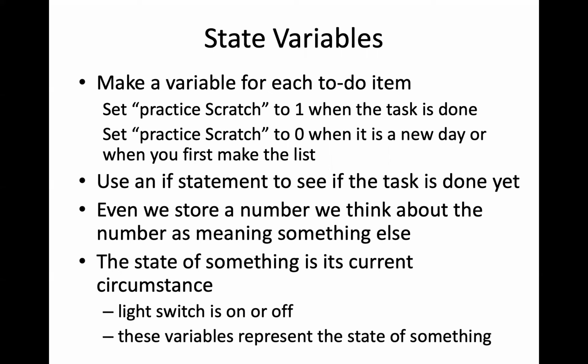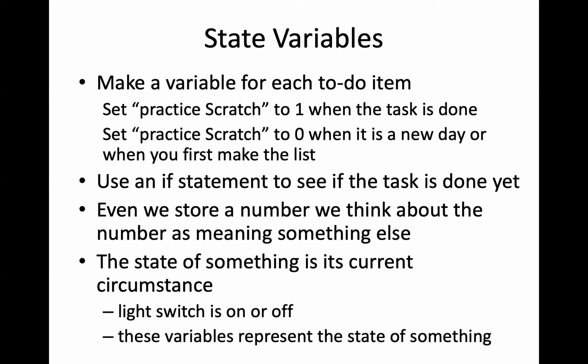And so the essence of what we're doing here is we're using a variable in the program to remember whether something has happened in order to make our program do the things that we need it to do. So the state of something is the current circumstance. Have we practiced Scratch or not? Is the light switch turned on or off? You can think of a lot of different kinds of state variables, and we use them to reflect in our computer program something about the world that the program needs to know.